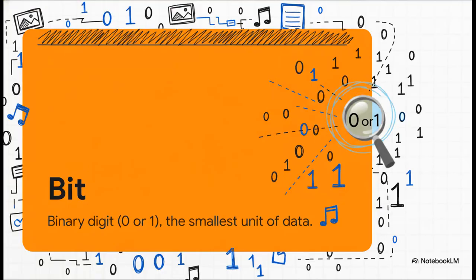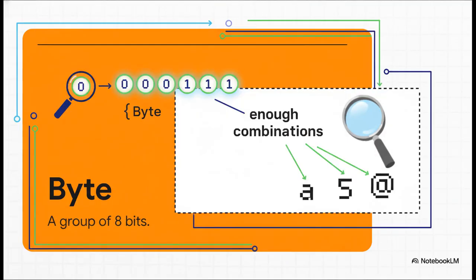So that simple on or off state, that's what we call a bit, short for binary digit. It's the absolute smallest piece of information a computer can possibly handle, and we represent it with a 1 for on and a 0 for off. It's a lot like a single pixel on your screen, right? One little dot doesn't do much by itself, but you put millions of them together, and suddenly you've got this amazing high-definition picture.